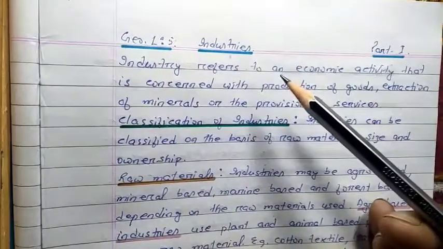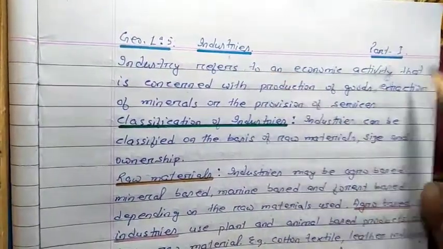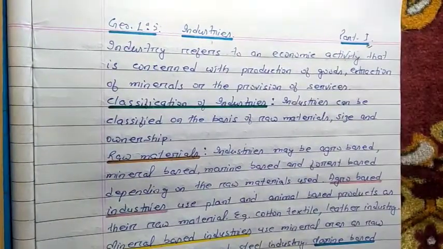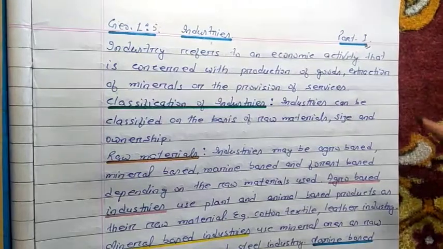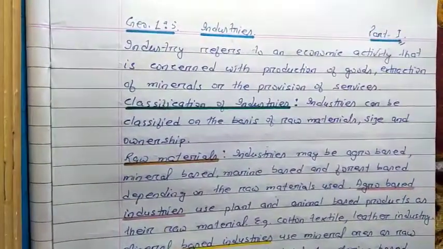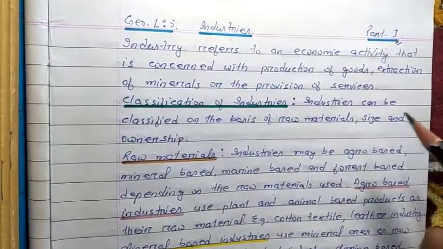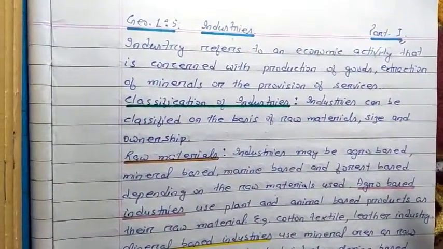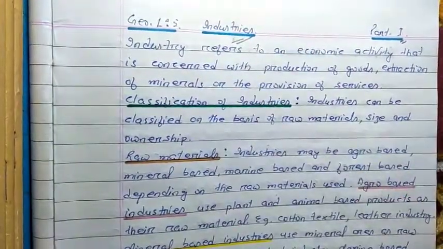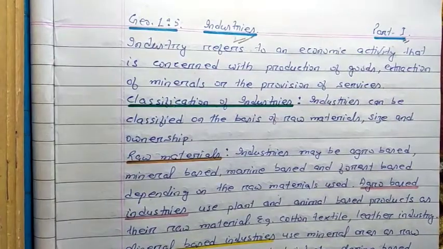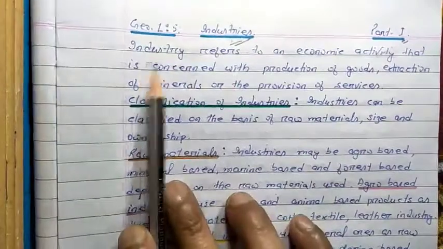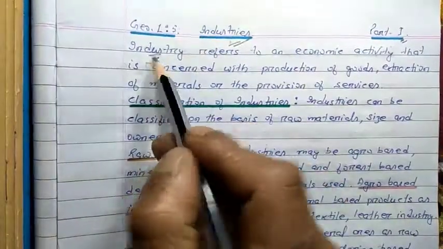Since the chapter is quite big, I have divided it into two parts, part 1 and part 2. In this first part, we shall try to understand about half of the chapter, and the remaining part I shall explain in the next video. In the first part, we shall be discussing mainly the definition of industry and the classification of industry, and in our next video we shall try to understand the different types of major industries. Well, let's start.